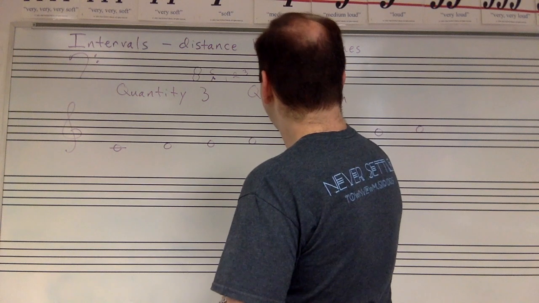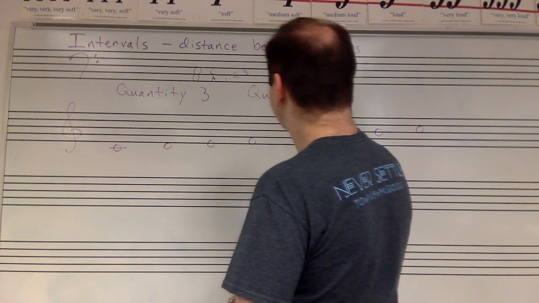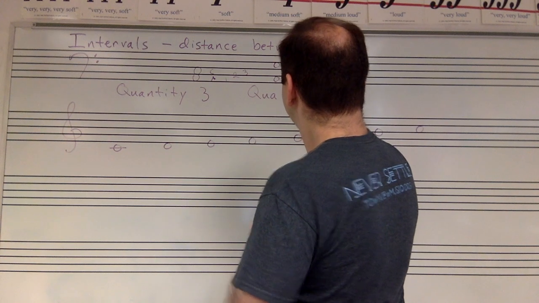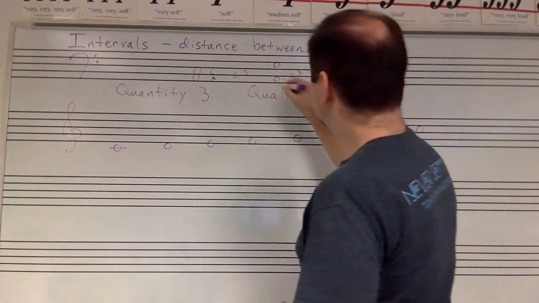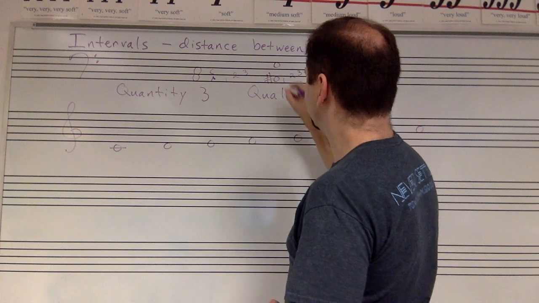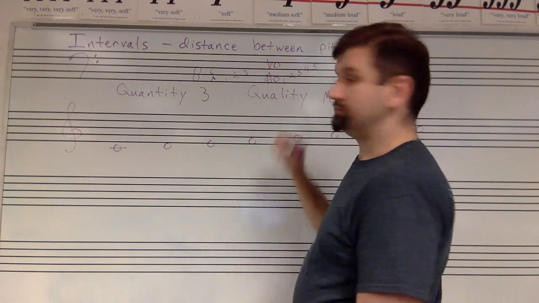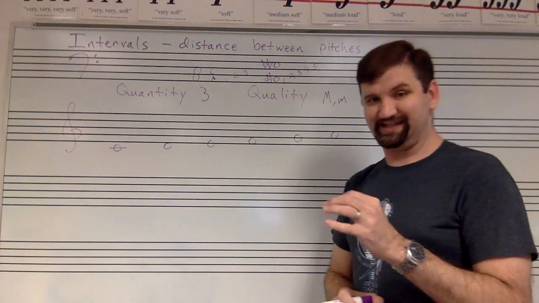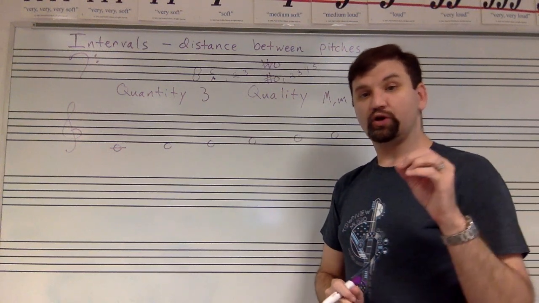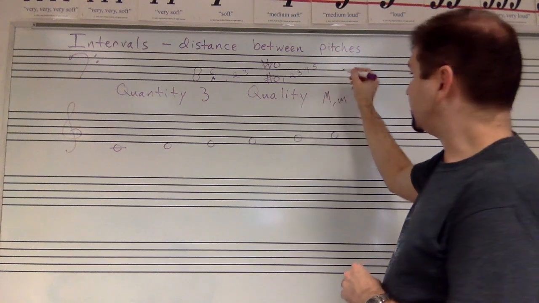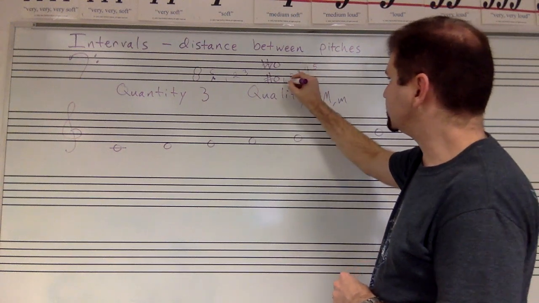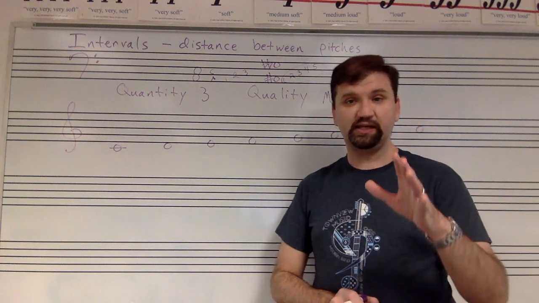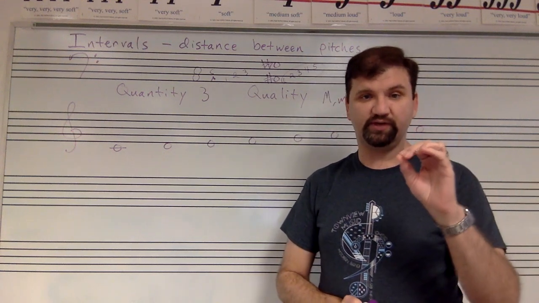If it were an A and an E, this would be 1, 2, 3, 4, 5 letters. And again, I could sharp this, or flat that, or double flat that, and that would affect the quality of the interval, but the quantity would stay the same. In this case, this would be a fifth, because it spans 5 letters. So the quantity is very quick and easy to figure out.